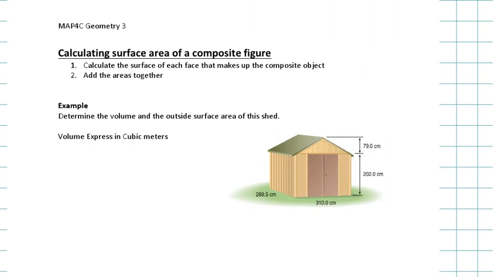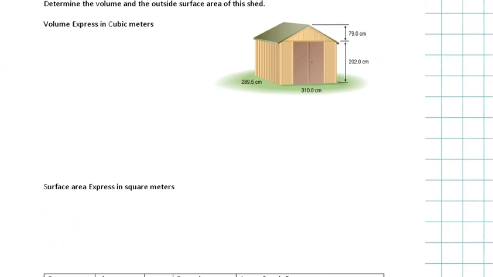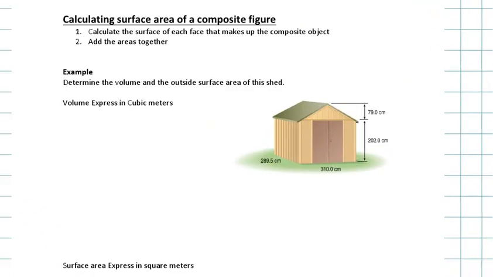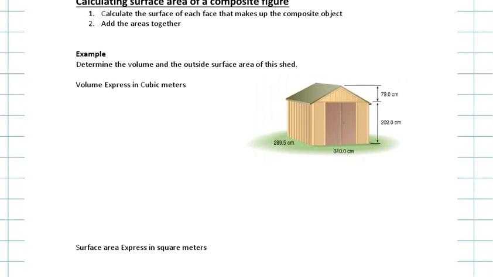So calculate the surface area. To calculate the surface area of a composite figure, you have to calculate the surface area of every side, or every figure, and then add them all together. We've been talking about that previously, so it's nothing new. So what do we have here? What do we call this? It's a shed, right?